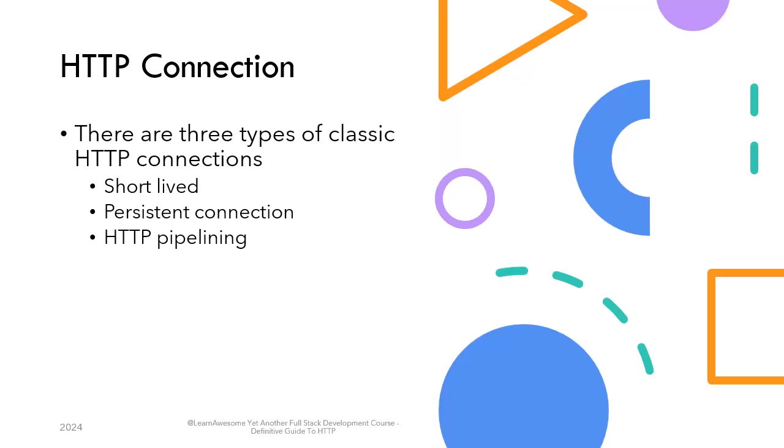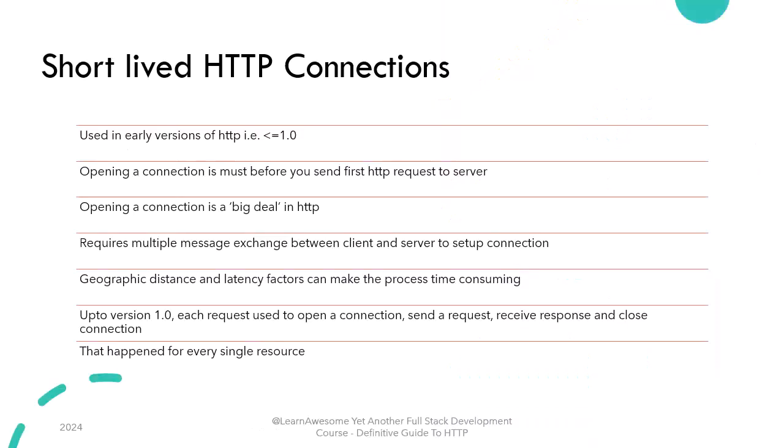So the HTTP connections are generally one of the following three types: short-lived, persistent connections, and HTTP pipelining. Early versions of HTTP, that is 1.0 or earlier, used to initiate a connection for each HTTP request, also known as short-lived connections. As you would know or would know by watching the TCP video, opening a connection is a big deal in terms of performance, where multiple messages are exchanged between client and server, each inducing network latency and other factors. So it takes a while to establish a connection.